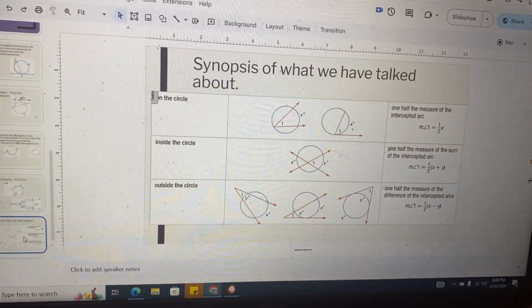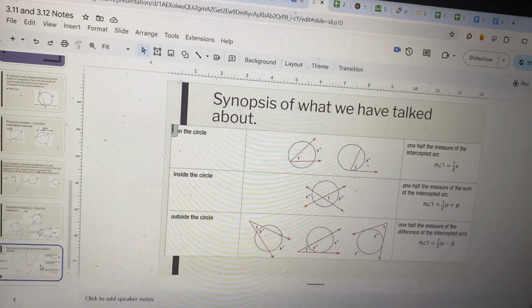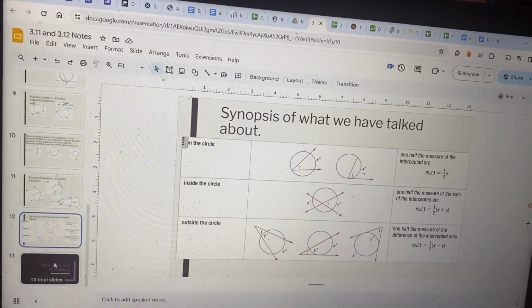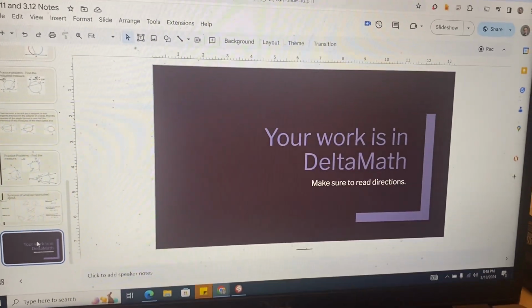Your assignment for today is going to be in Delta Math. It should have some specific types of problems there that we're working with. So make sure you read the directions and understand what's going on with those.